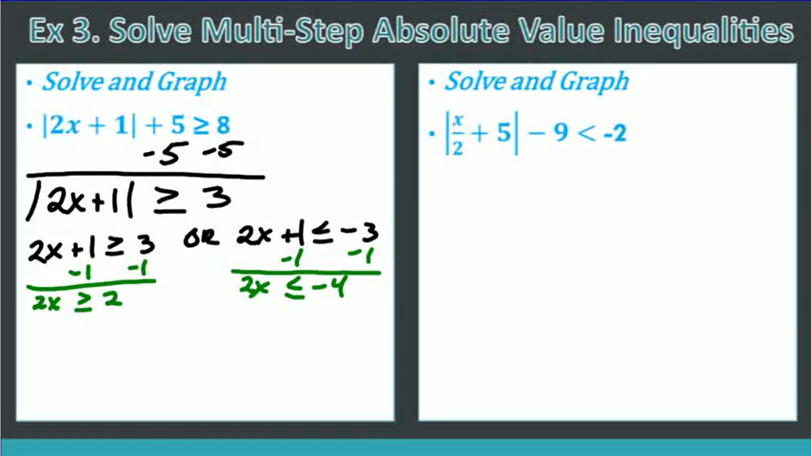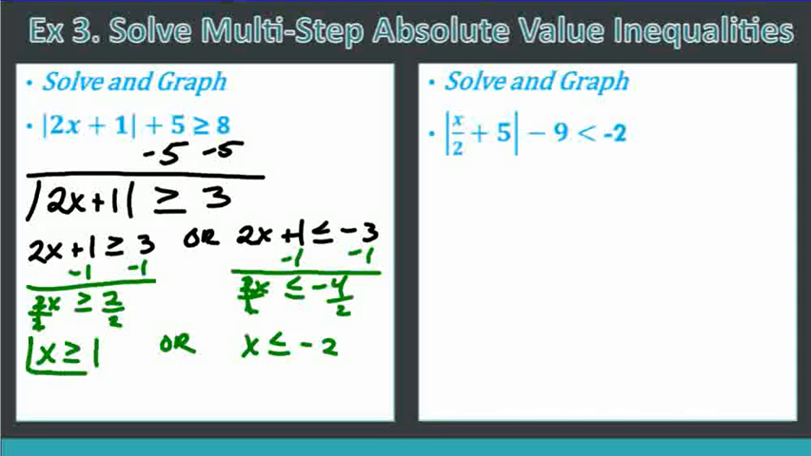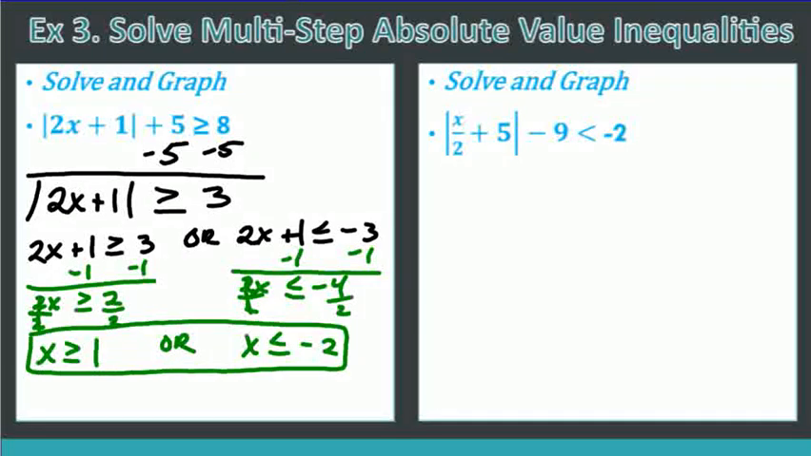Next step is to get x by itself, so I divide by 2 on both sides. So here, x is greater than or equal to 1, or on this side, divided by 2, x is less than or equal to negative 2. So these would be my disjunction answer. And then on a number line, I graph it.